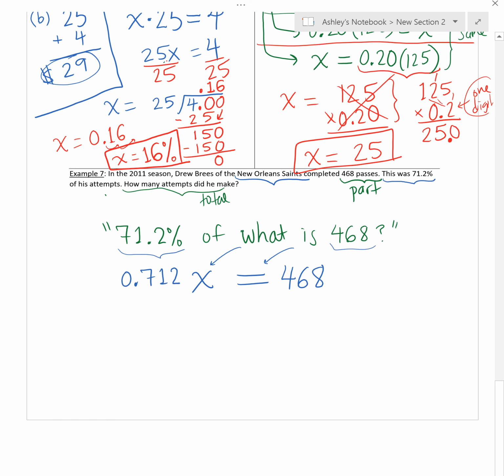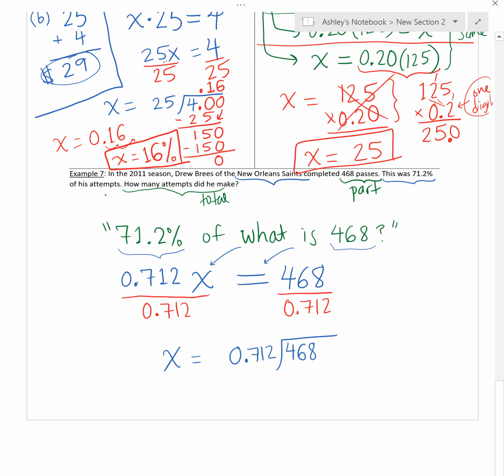All right, I think we're ready to solve. Now that I see what I have to do, I'm not excited. I have to divide by 0.712? Doesn't sound like a good time. Okay, don't cry. It's just math, right? X will be 0.712 divided into 468. That doesn't look that fun.